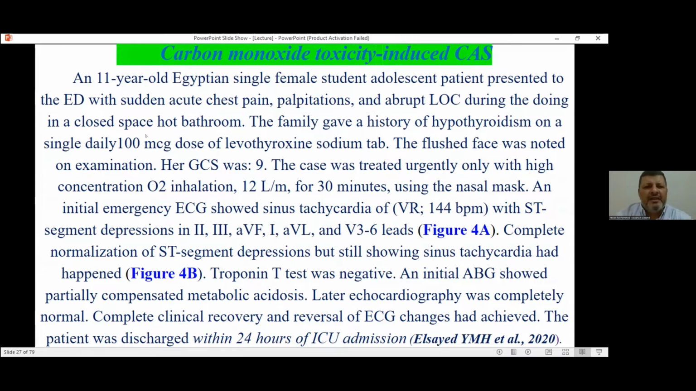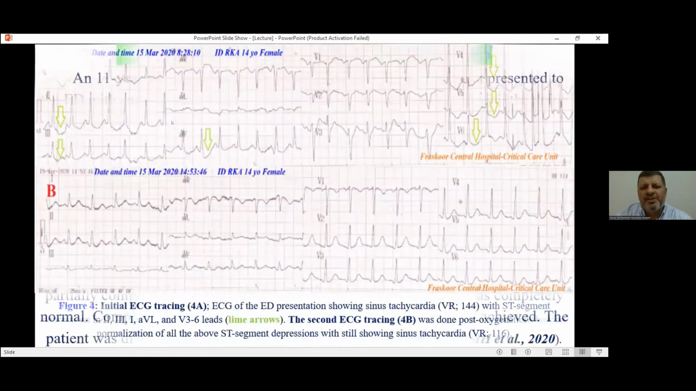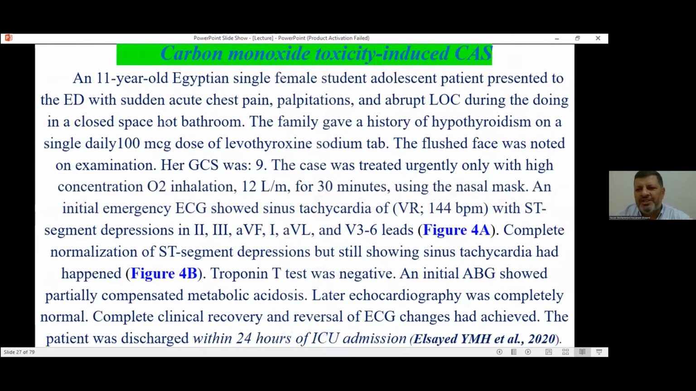An 11-year-old Egyptian single female student adolescent patient presented to the emergency department with sudden acute chest pain, palpitation, and abrupt loss of consciousness while bathing in a closed space. The family gave a history of hypothyroidism on a single daily 100 microgram dose of levothyroxine sodium tablet.